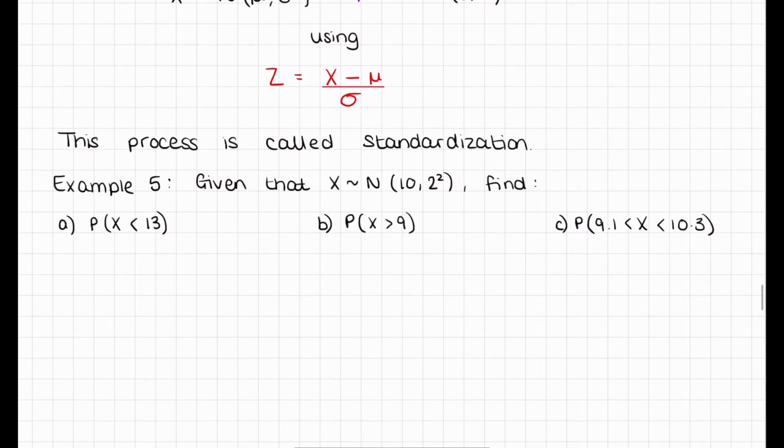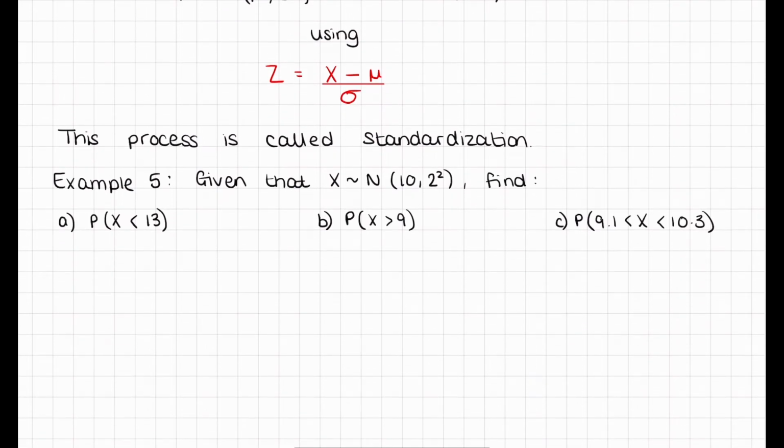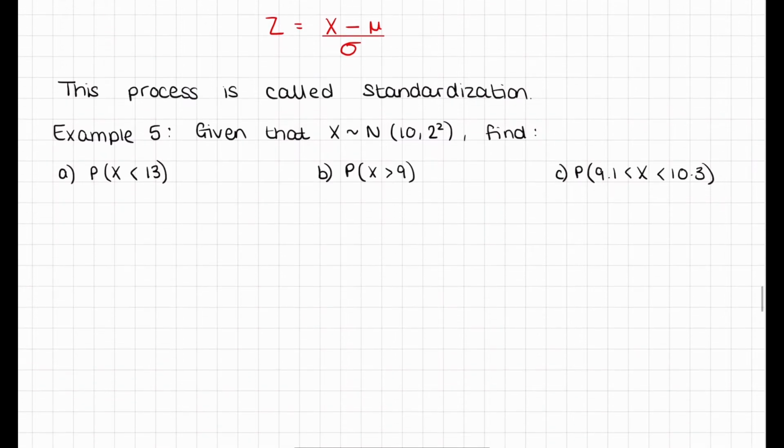So for this example, given that x, our normal distribution, has a mean of 10 and a variance of 2 squared, so standard deviation of 2, find the probability of x is less than 13. So we know we can just do this by doing it the other way in our calculator, but I just want to go through the standardization and you'll then see we get the same answer. So if we are going to standardize this, z will equal our x, which is 13, minus our mean divided by the standard deviation, which gives us 1.5.